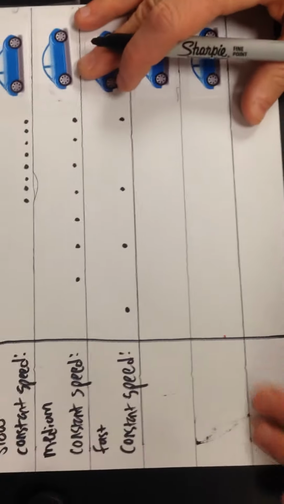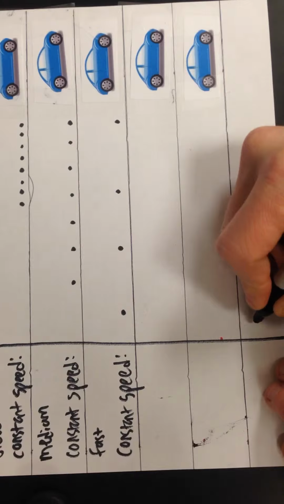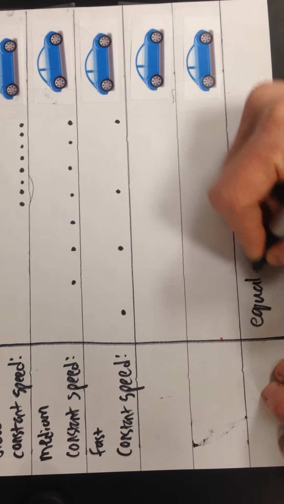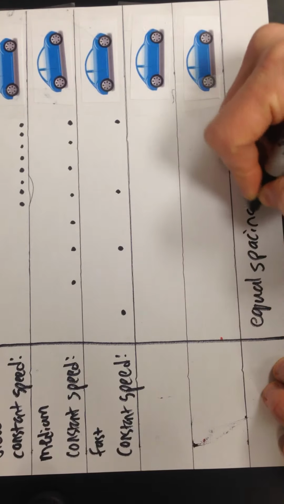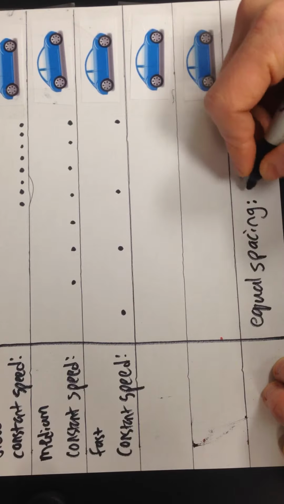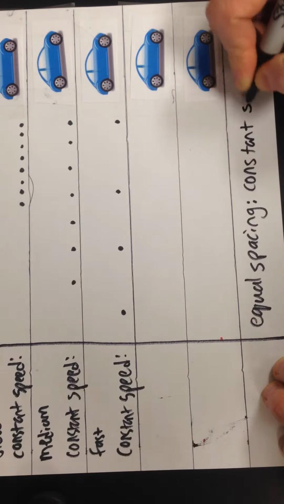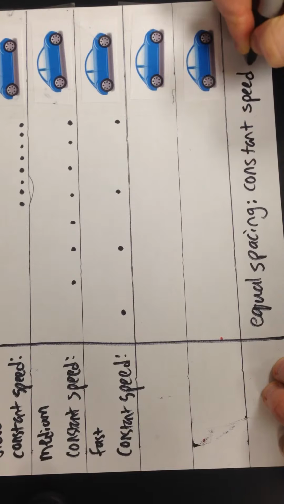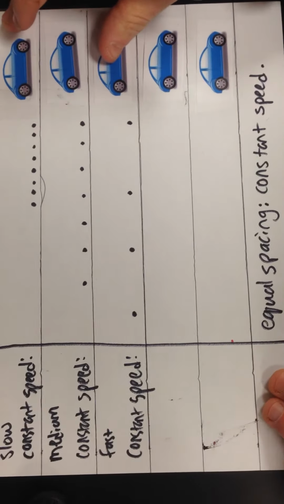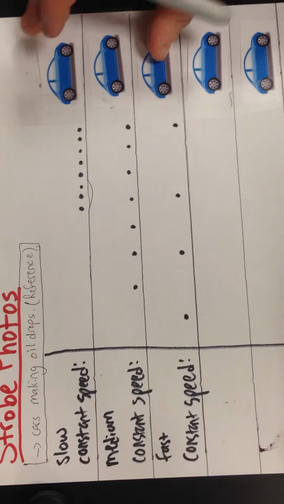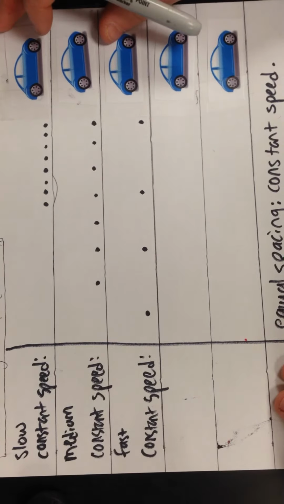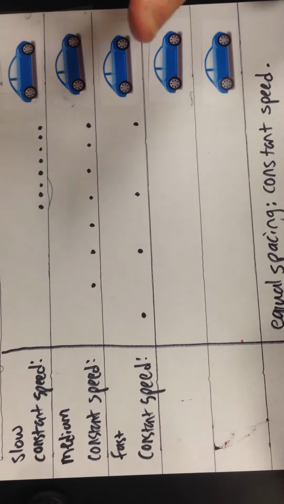So why don't you write below the 5 rows you drew that equal spacing in a strobe photo, what does it mean? It means constant speed. Alright? So our last two examples will not be constant speed. They're going to be speeding up and slowing down.